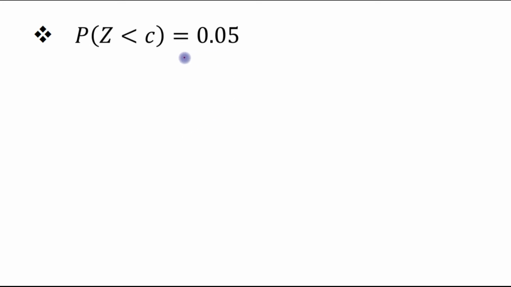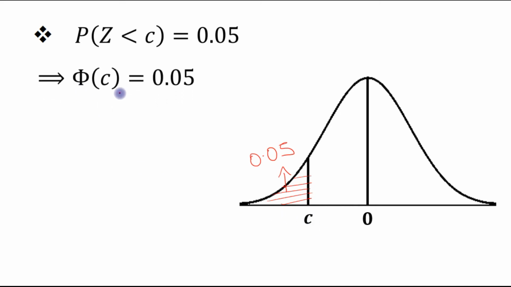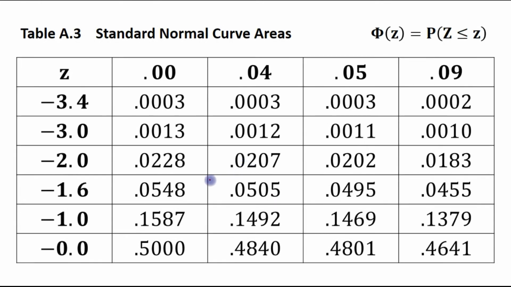Next question. In this question we have given the area as 0.05. So this area is given as 0.05 and we need to find this value. In the next step we will write phi C equals to 0.05. So 0.05, again the closest value is this one, 0.0505, but this value is also closest to 0.05.